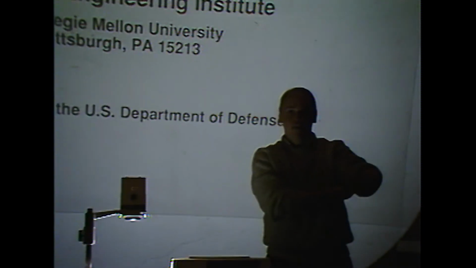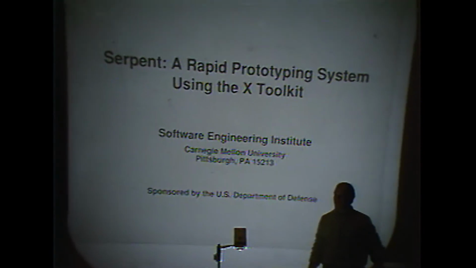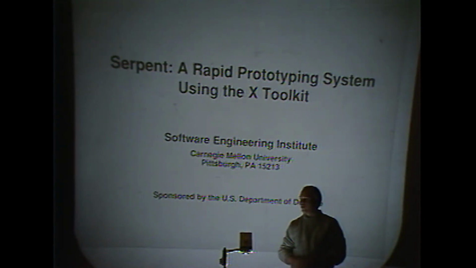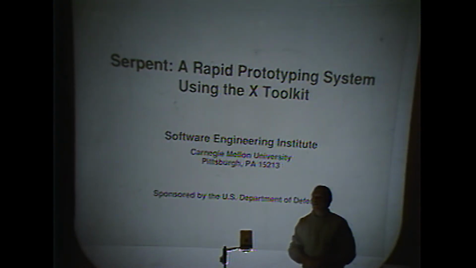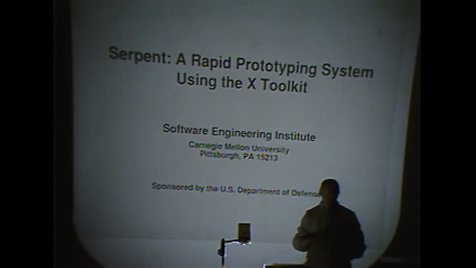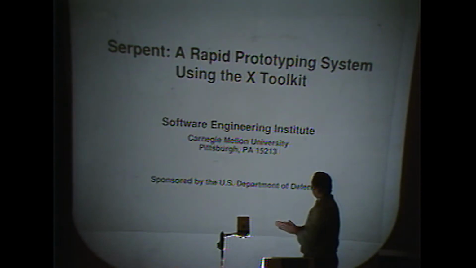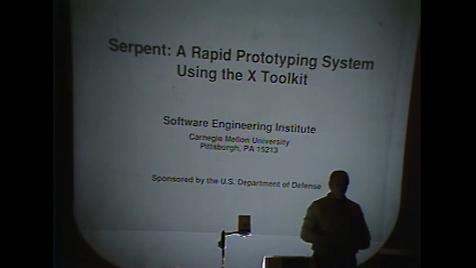Good morning. My name's Kurt Hoyt, and I'm currently with the Software Engineering Institute, which is a federally funded research and development center contracted to Carnegie Mellon University by the Department of Defense. The project that I'm working on at the Software Engineering Institute is called Serpent, and what we're hoping it results in is essentially a rapid prototyping system that's based on the X Toolkit.